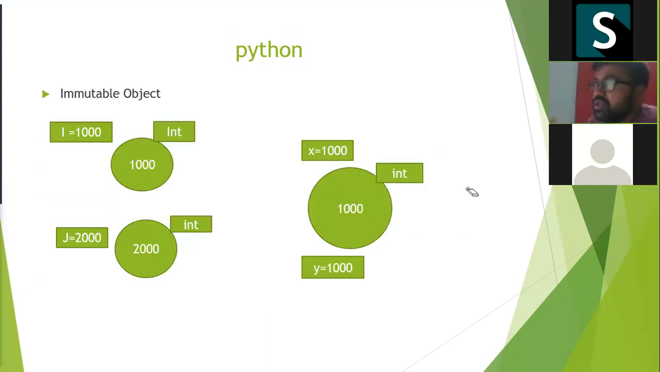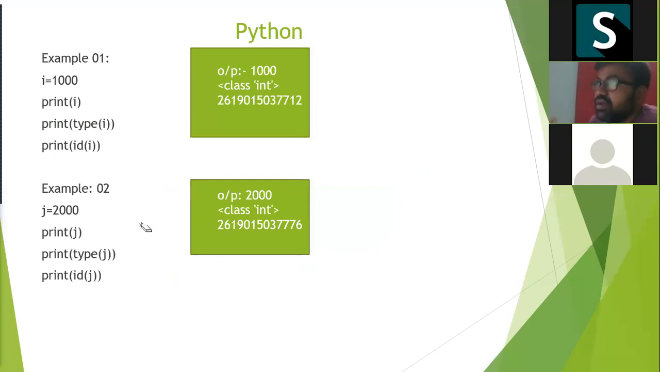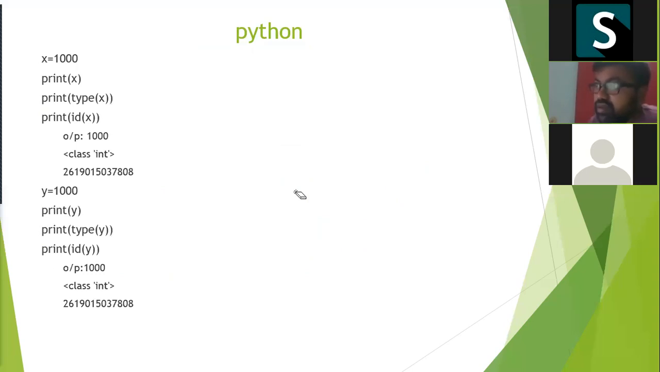And see, this is one example which we already discussed. I equal to 1000, j equal to 2000. When I equal to 1000, I created a new object here. J equal to 2000, it's also created a new object here. If I say 1000 and 2000, we get different memory addresses. And if I say 1000 and 1000 for both the variables, I'm getting the same memory address.